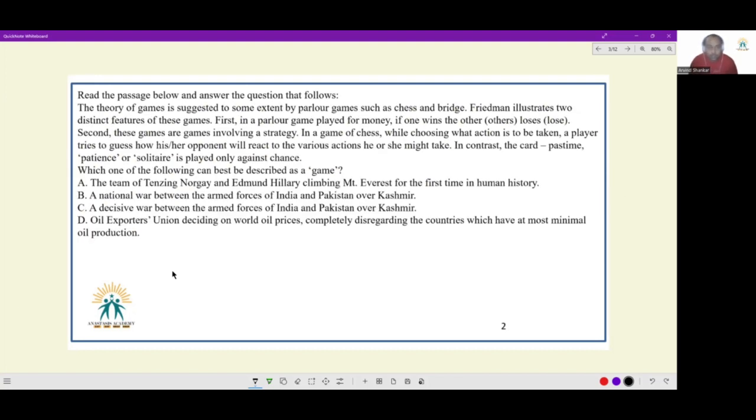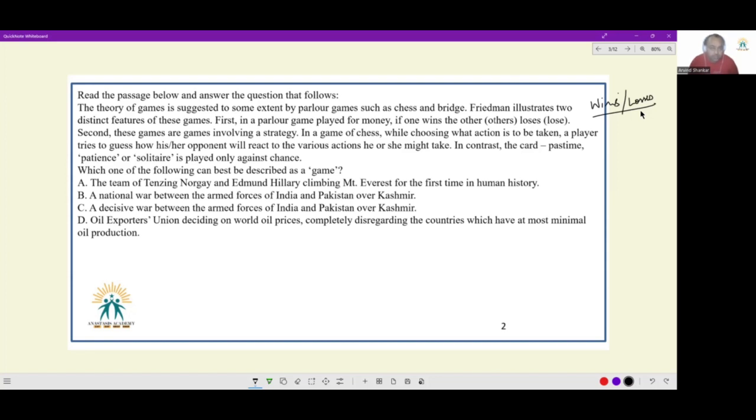Next question. The theory of games is suggested to some extent by parlor games such as chess and bridge. Friedman illustrates two distinct features of these games. First, in a parlor game played for money, if one wins, the other loses. Or if one wins, the others lose. You could have multiple losers, you could have a singular loser, but one wins, the other loses. So the first feature that has been shown is there have to be wins and losses.